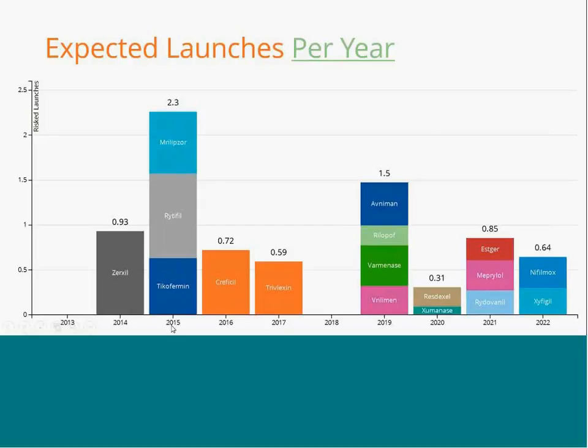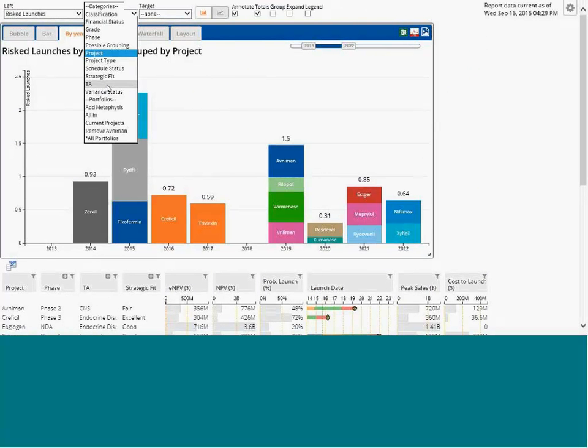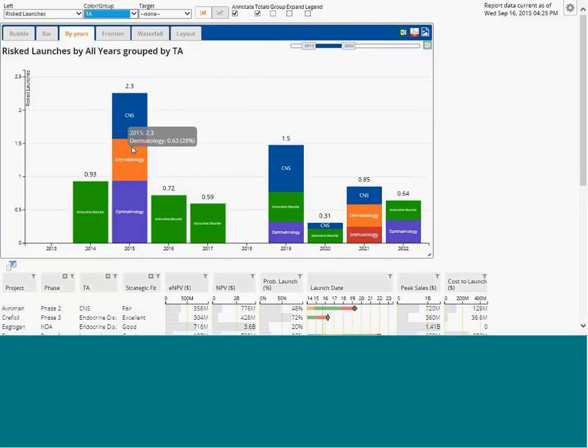So in 2015, there are 3 products that might launch, but we think on average about 2 of them will launch. And you can do this not just at the project level, but of course you can roll this up easily to, say, the therapeutic area level. And so you can see within each of the therapeutic areas what's our estimated set of launches.